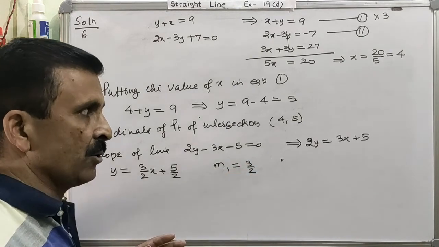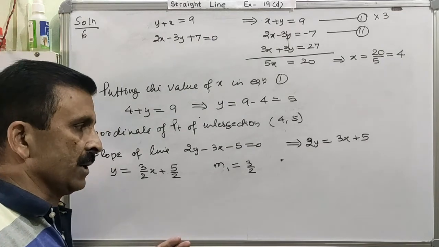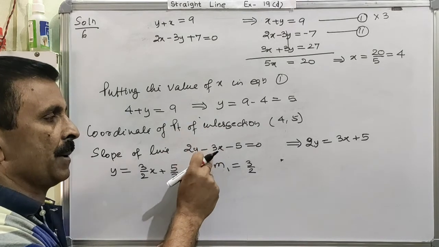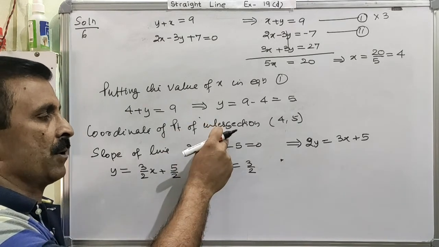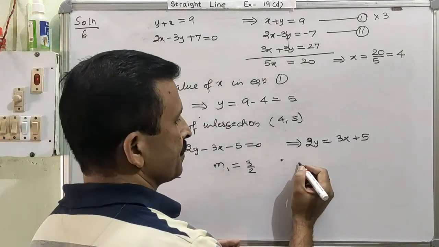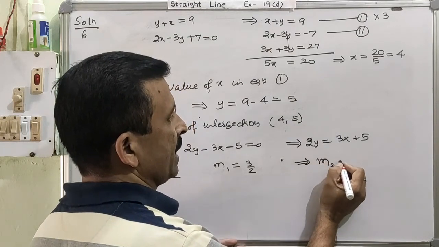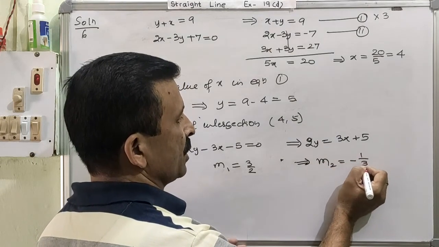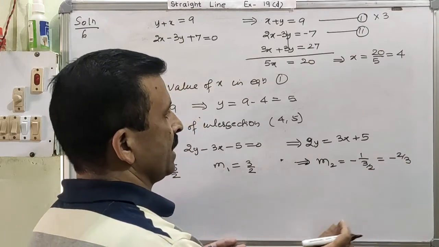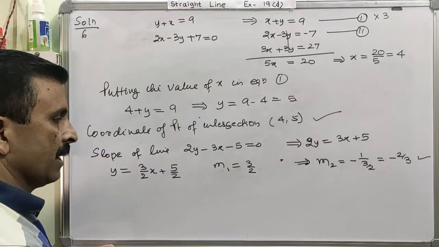Now, the line that you are going to calculate, you are going to write the slope of that line, because it is perpendicular to this one, therefore the slope of your line will be the negative reciprocal of this one. This implies m2 will be the negative reciprocal of 3 over 2, so your required slope will be negative 2 over 3. So with this point and this slope, we can write down the equation of our required line.